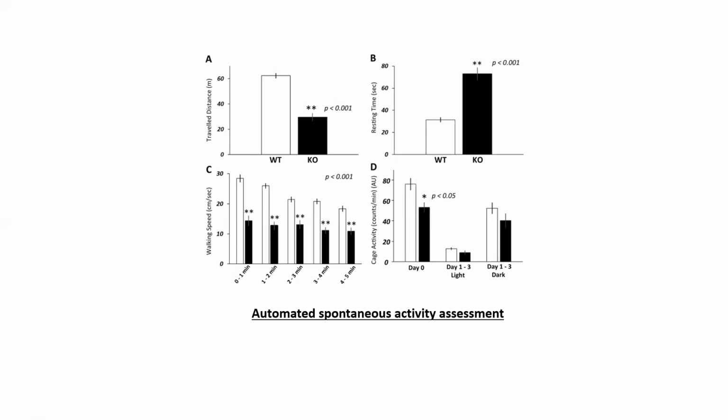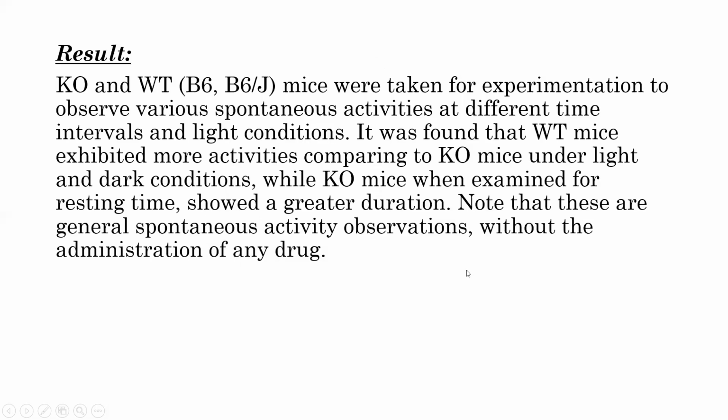So the first 2 graphs determine the travel distance and resting time of the 2 mice, whereas the third and fourth determine the walking speed and cage activity of each of the mice. A general result we can draw from these graphs is that the KO mice has, as you can see here, a greater resting time, whereas the WT mice has less resting time, which indicates that it has more agile activities. As you can see here, it has more walking speed, more cage activities, and more travel distance.